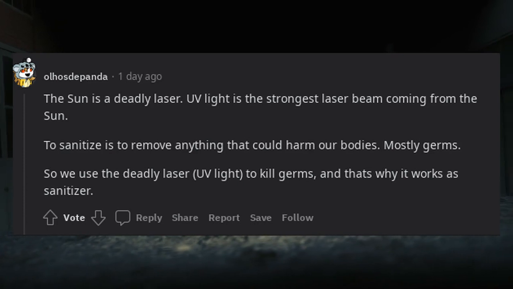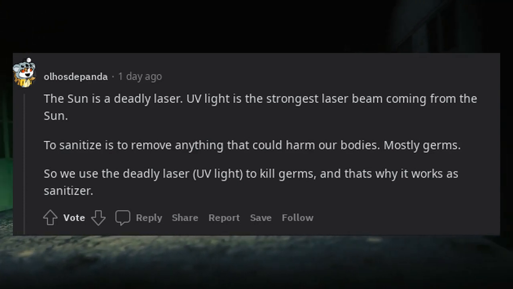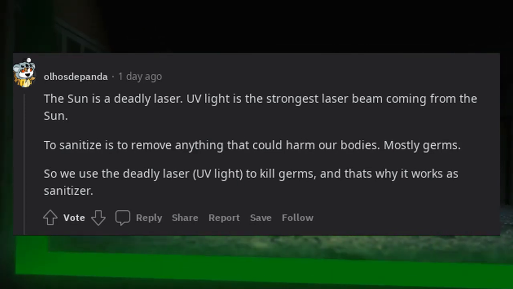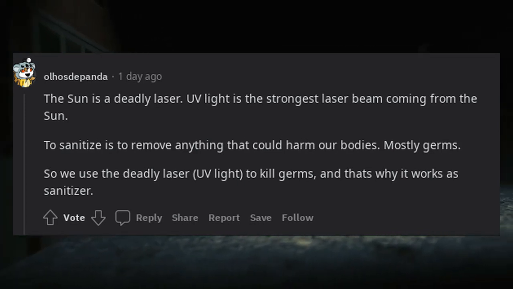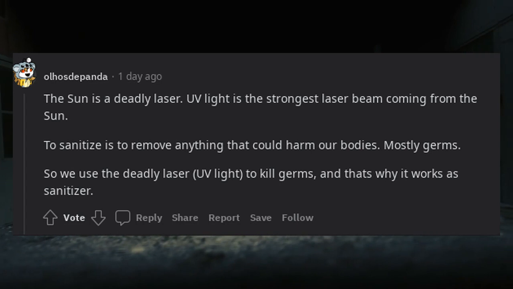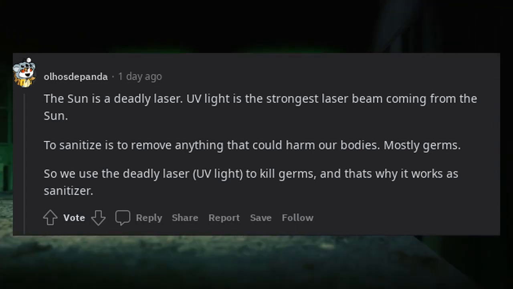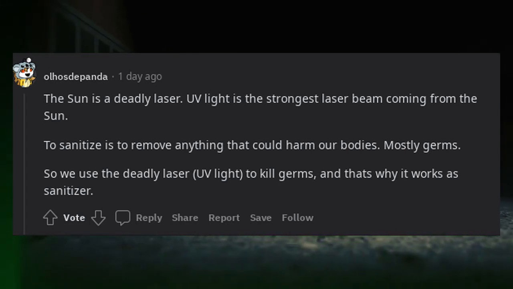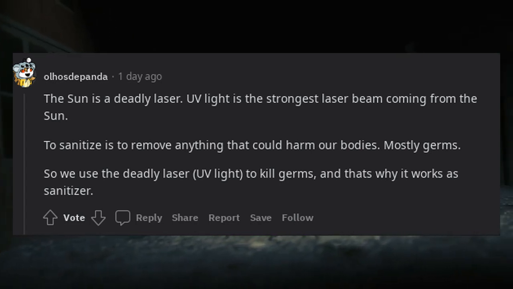The sun is a deadly laser. UV light is the strongest laser beam coming from the sun. To sanitize is to remove anything that could harm our bodies, mostly germs. So we use the deadly laser UV light to kill germs. And that's why it works as a sanitizer.